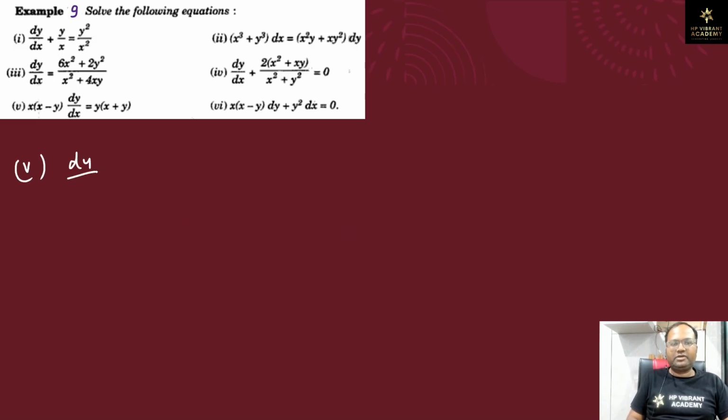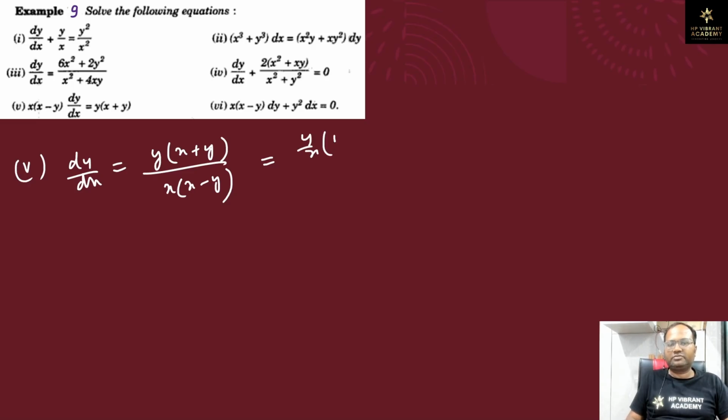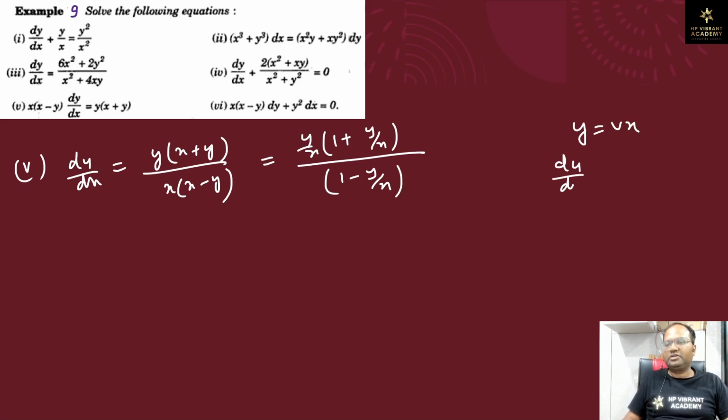Okay, so we have dy upon dx is equal to y times of x plus y upon x times of x minus y. Let us divide the numerator and denominator with x square. So we have y upon x, 1 plus y upon x, and this is 1 minus y upon x. Let us take y is equal to v times of x. So from here dy upon dx is equal to v plus x dv upon dx.